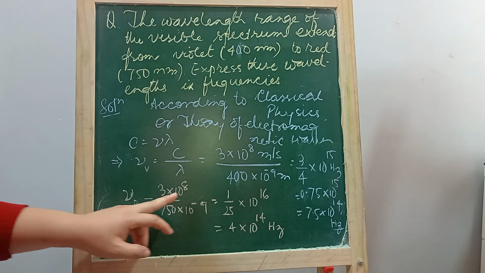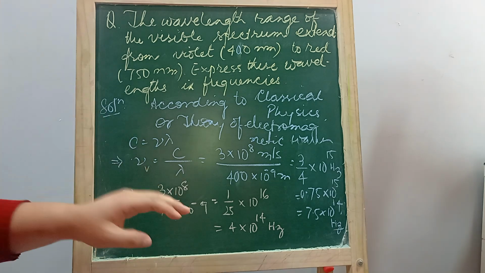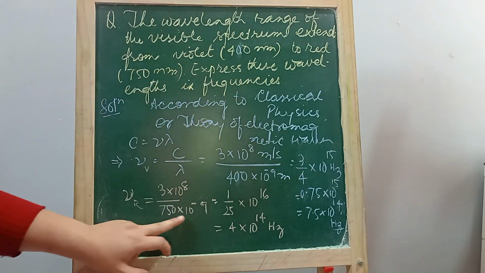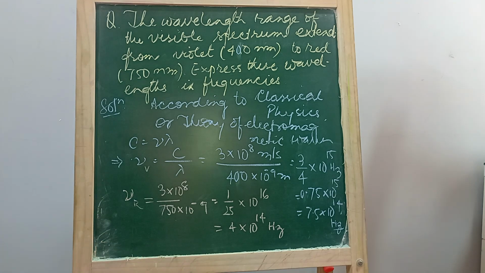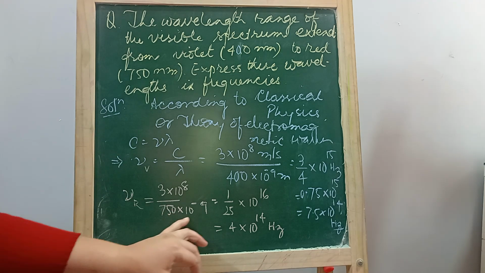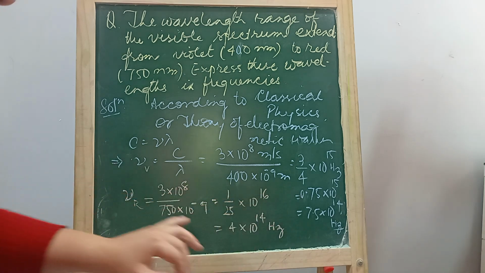of the red light by its wavelength, 750 nanometer. Nano means 10⁻⁹. So if this zero is utilized here, then it becomes 10⁻⁸. So move up, it will become 10⁸.